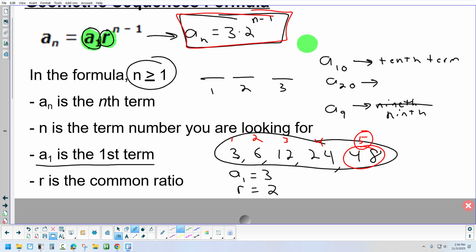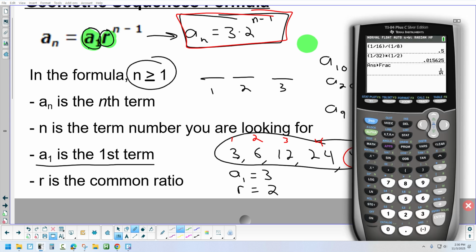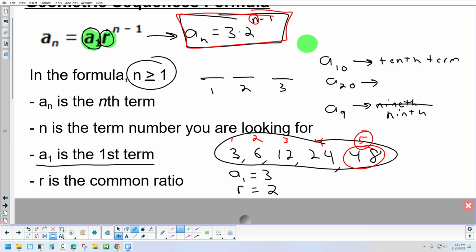Let's try plugging in 4 to our formula and see what it gives us. Micah, if I plug in 4, what should it give me? What's the 4th term in that pattern? 24. Let's try plugging 4 into that formula and see what happens. Fill 4 in right there. What's 4 minus 1? Yep, 3.